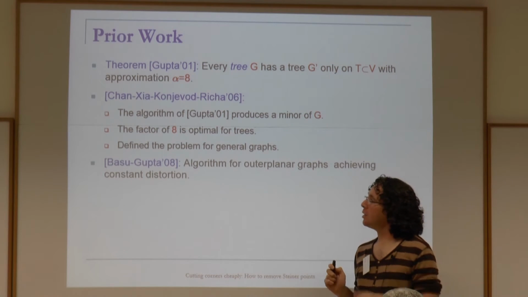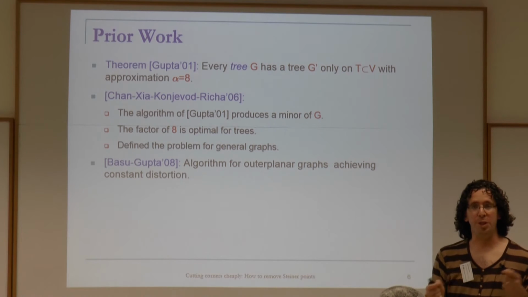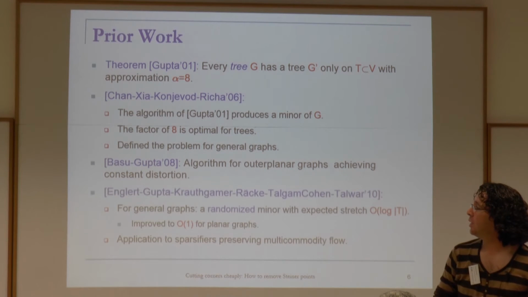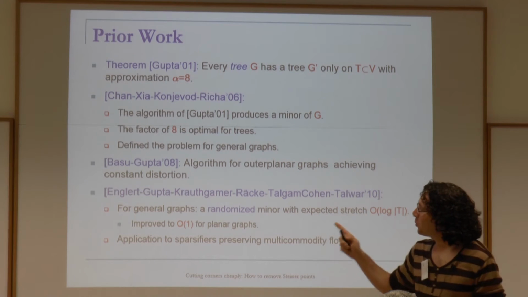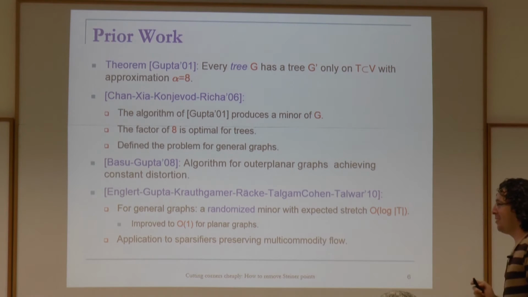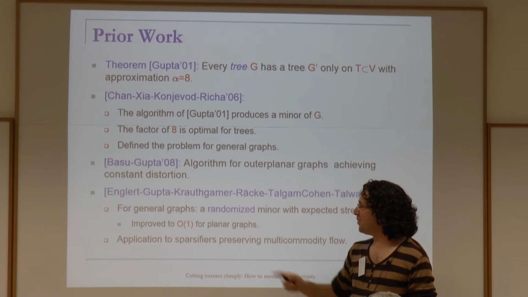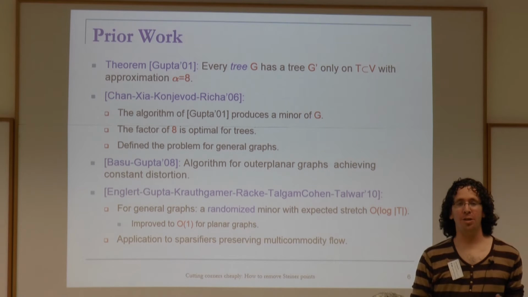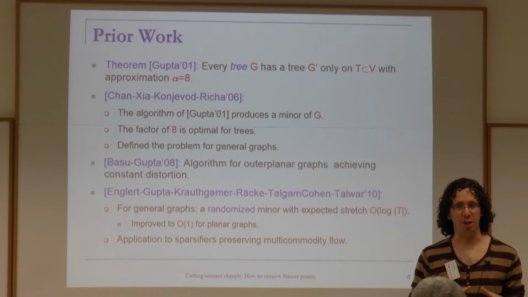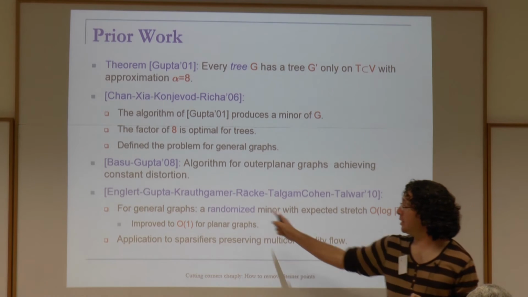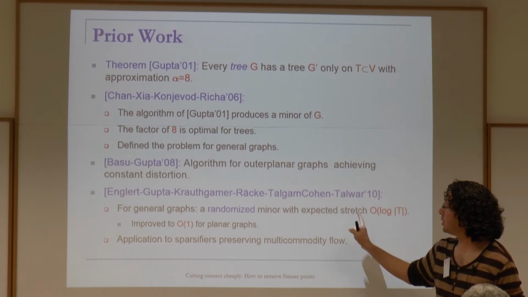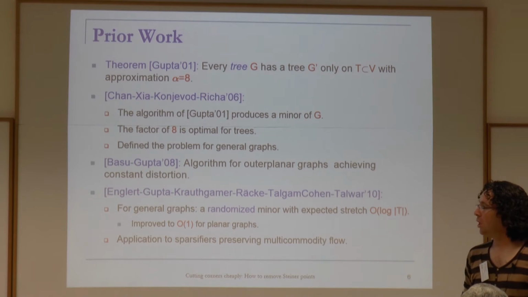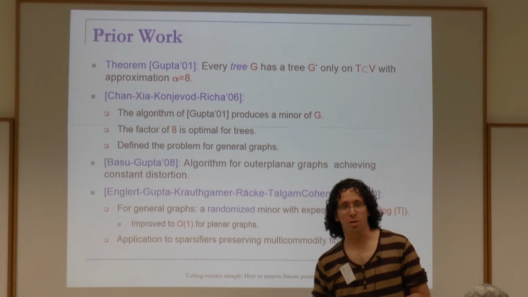Okay, so Basu and Gupta continued a little bit in the pursuit of special kinds of graphs and showed constant distortion for outerplanar graphs. In a paper by Englert, Gupta, Krauthgamer, Räcke, Talgam-Cohen, and Talwar from 2010, they constructed a randomized minor of a graph. A randomized minor is simply a convex combination of minors of G. And this randomized minor achieves expected stretch logarithmic in the number of terminals. This is K, I remind you. And for planar graphs, it was a constant.